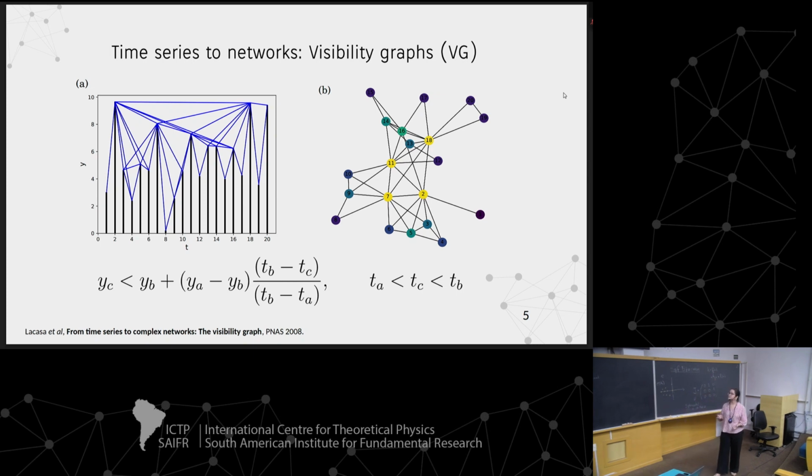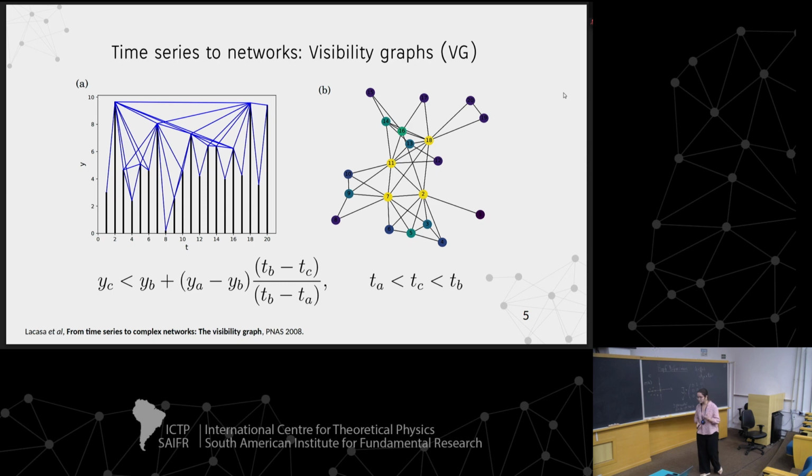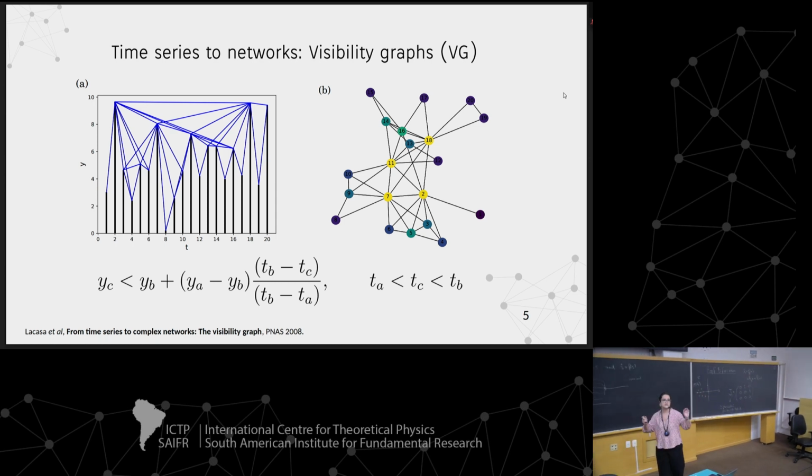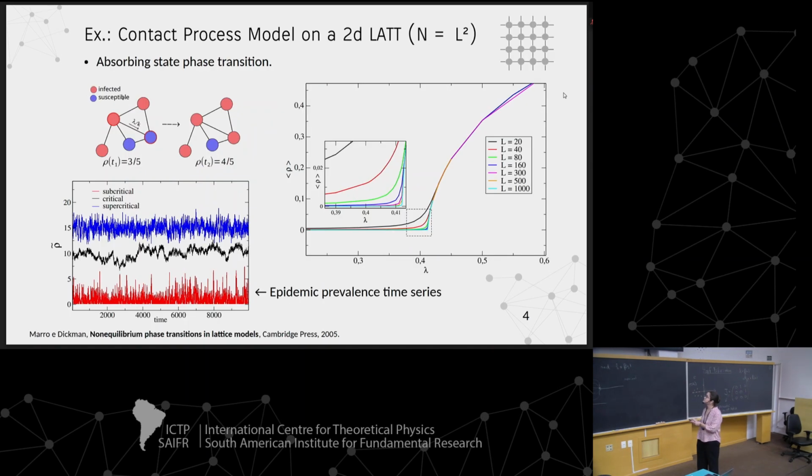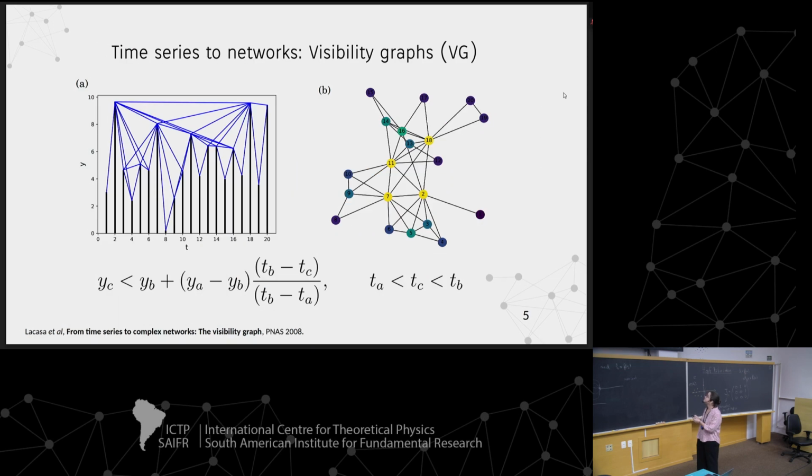So Lacasa and colleagues in 2008 have proposed this very simple method to map time series onto graphs, using a simple geometric criterion, right? If two points in your series have visibility, they see each other, you connect them in the generated network. So instead of doing time series analysis, we'll be doing complex network analysis, okay? So for this time series I showed, I'll generate visibility graphs and study them.